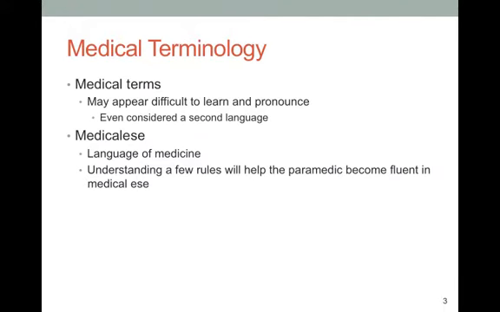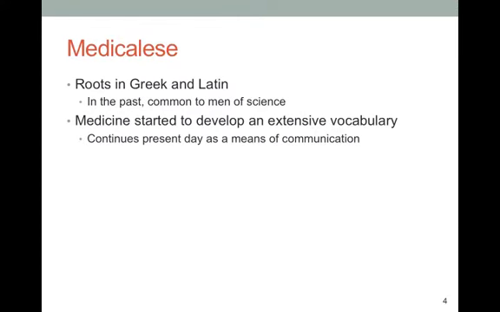And very quickly, we're going to talk about medical terminology. At first, medical terminology may be difficult to learn and pronounce. It may even be considered like a second language. It's pretty much the medicalese, if you will, language of medicine. Understanding a few rules will help a paramedic become fluent in medicalese. The root words come from Greek and Latin, and in the past, they were pretty much common to men of science. Medicine started to develop an extensive vocabulary, and this continues even today as a means of communication.